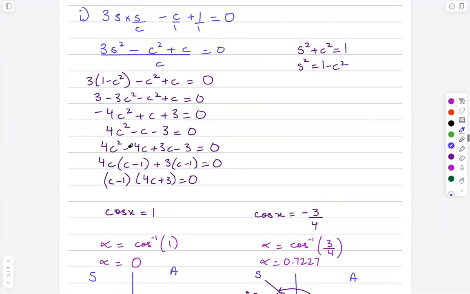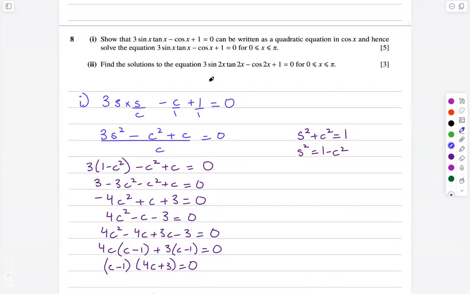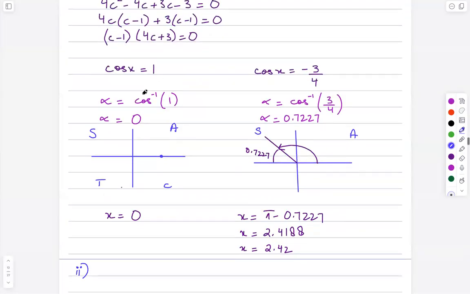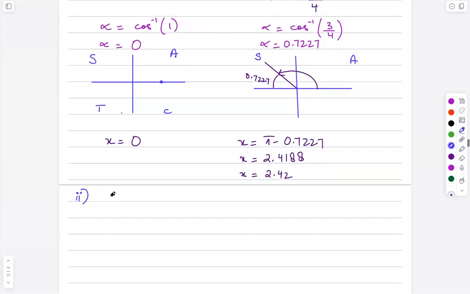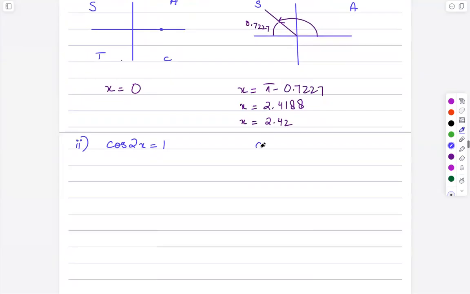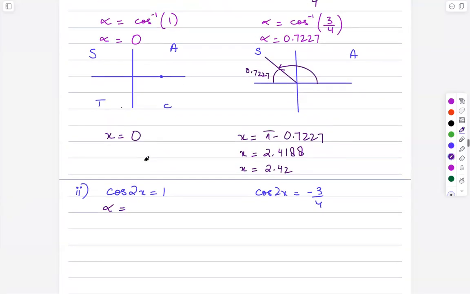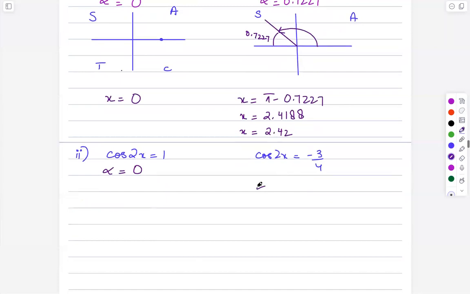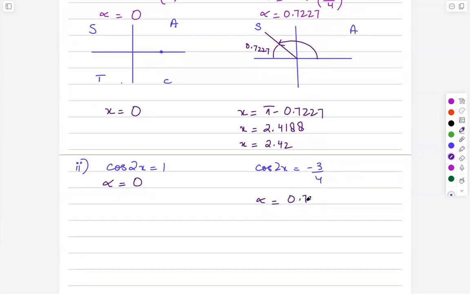In part 2, the question is to find the solution of the equation 3 sin 2x tan 2x minus cos 2x plus 1 equals 0 for x from 0 to pi. Now, this is the same equation as the first part, but the only difference is we have 2x instead of x. So the solutions that we had before, cos x equals 1, we can write as cos 2x equals 1 and cos 2x equals minus 3 upon 4. We already know that the basic angle in the first case was theta equals 0, and here theta was equal to 0.7227.